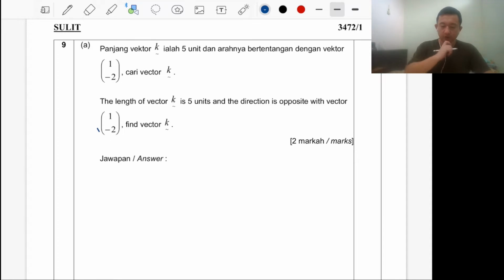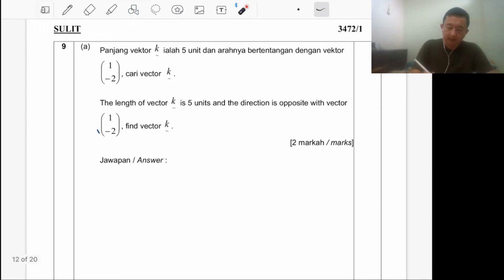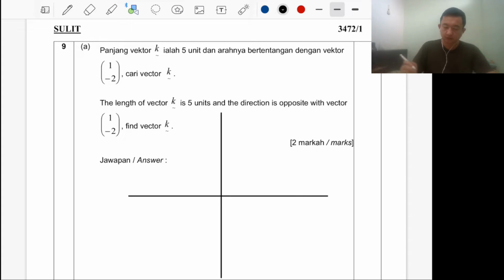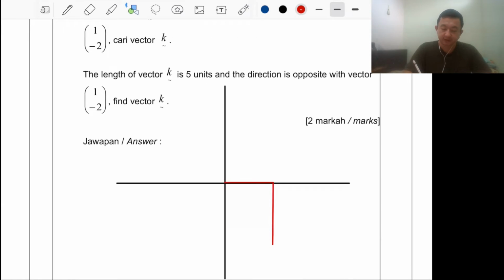Number 9. Alright, now we have a look at 9a. The length of vector k is 5 units and the direction is opposite with vector (1, negative 2). Okay, let's understand it. Let me draw a bit for you to understand better. What we have is a vector (1, negative 2). Let's start with the origin. It could be something like this, right? Because this is 1, this is negative 2. So this is the vector that is given.